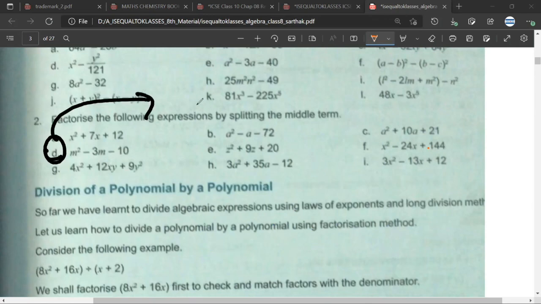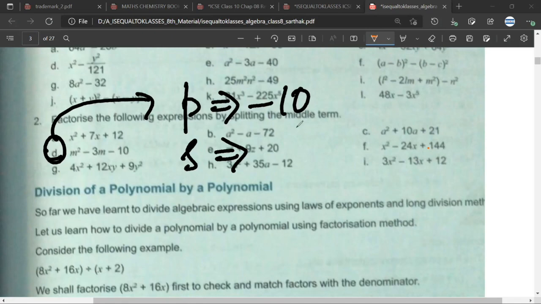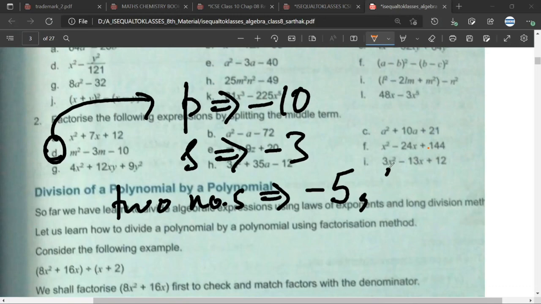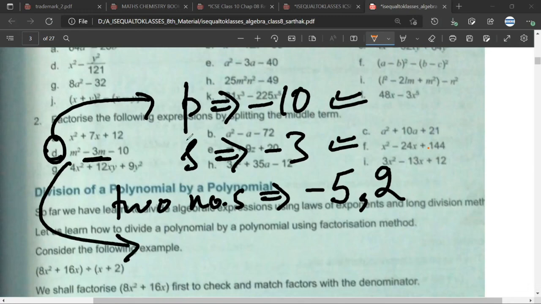B part. What should be the product? The product should be minus 10. What should be the sum? The sum will be minus 3. What would be the two numbers? Minus 5 and 2. Because minus 5 plus 2 would be minus 3, minus 5 into 2 would be minus 10. So, how should I rewrite this polynomial, Mr. Sarthak? M square minus 5m plus 2m minus 10.